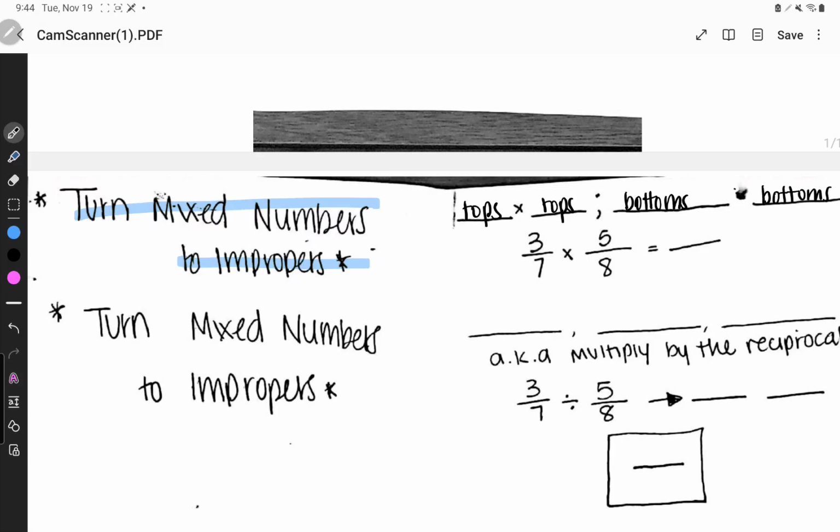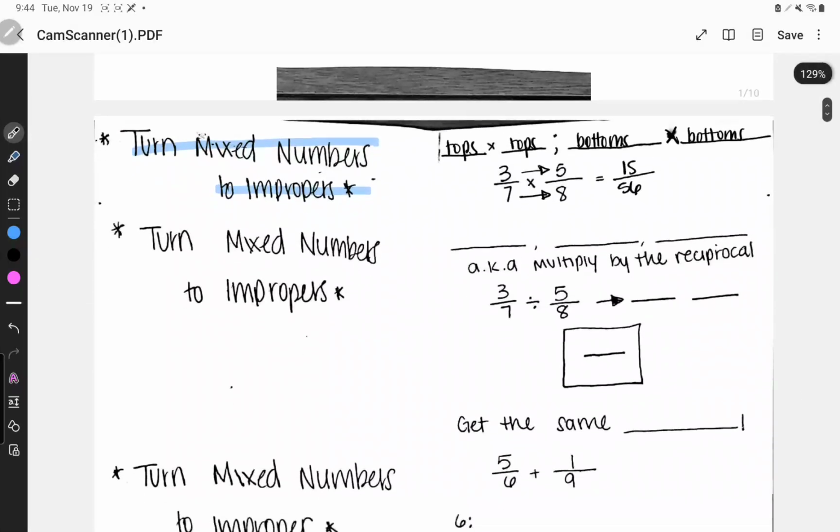If that little smudge bothers you right there, that is a multiplication symbol, so you can rewrite that. So you just do tops times tops and bottoms times bottoms. 3 times 5 is 15, and 7 times 8 is 56. Sometimes you will have to simplify, but that's just something that we should already know how to do.